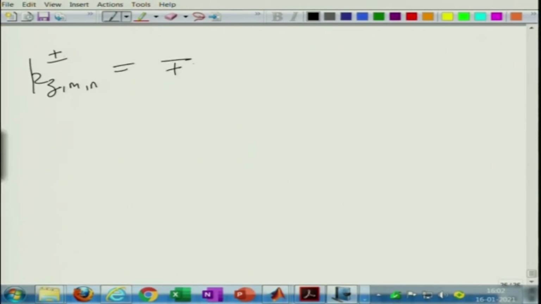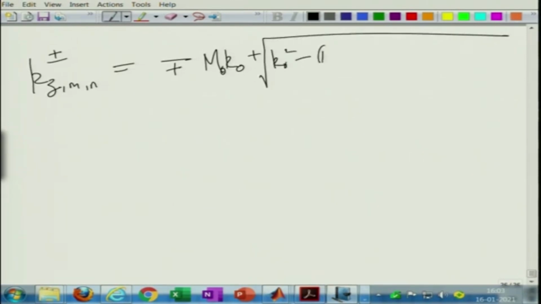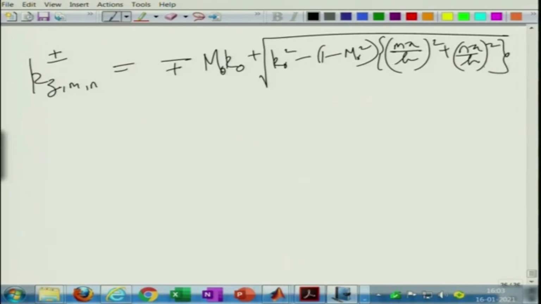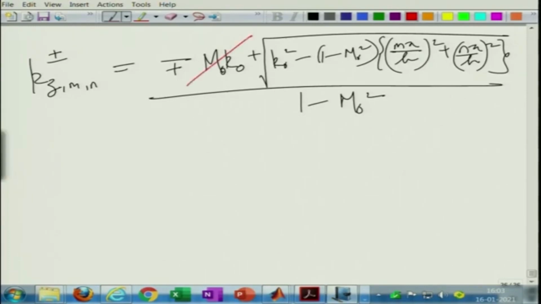This is given by minus plus m naught into k naught plus square root of k naught square minus 1 minus m naught square, and your m pi b, this thing, and here in the denominator you will have this kind of a thing. So, clearly when m naught is 0, we can get back our familiar expression. We can see this term will not be there, this term will be obviously 0, and this will be just unity. So, you will get back our original stuff.